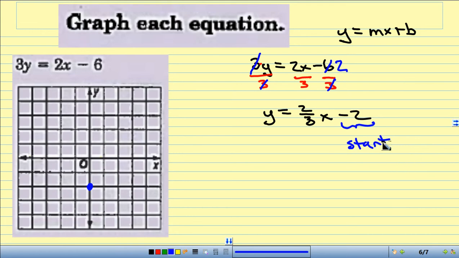And now, the 2/3. That means I'm going to go up 2, right 3. So from the y-intercept, up 2, right 3. And I can draw my line. Or what I can do is reverse the direction. I can go down 2, but this time I'd go left 3. Down 2, left 3. And now, draw your line.